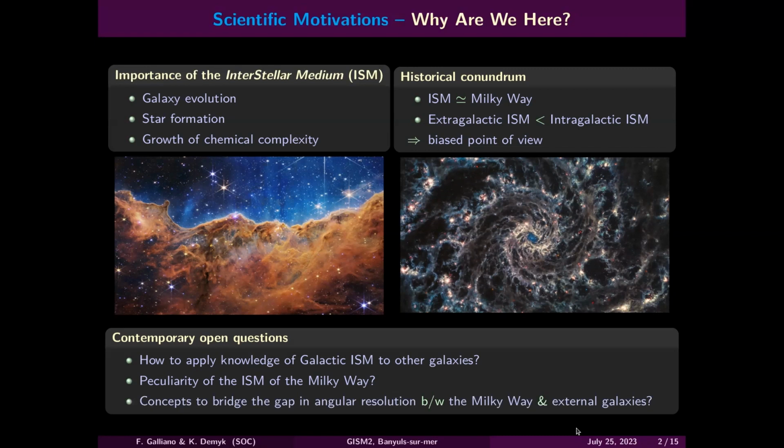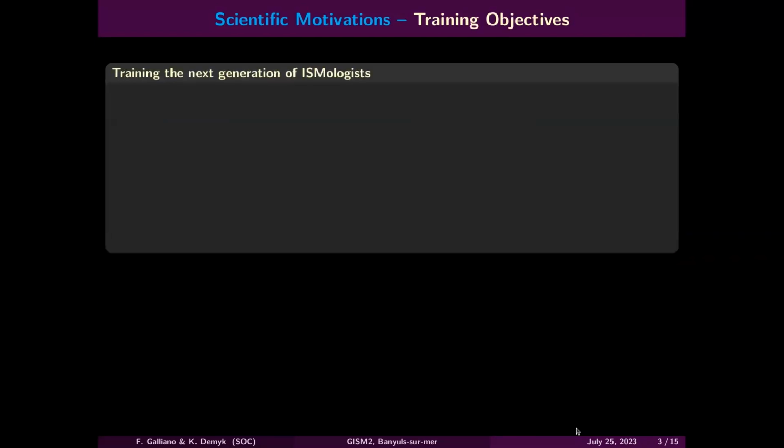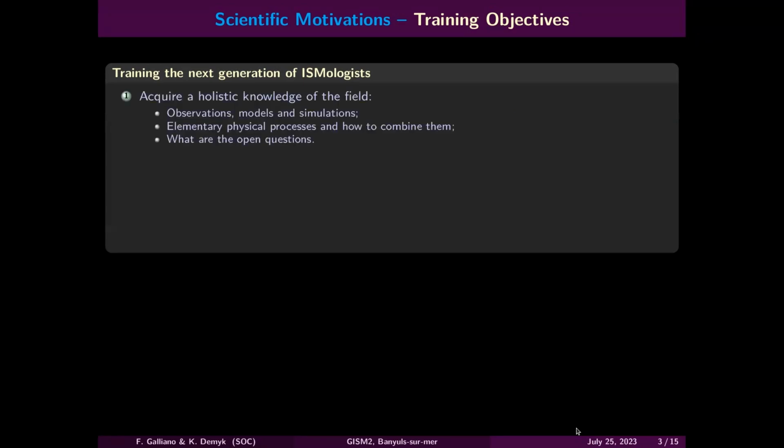And trying to develop some concepts to bridge the gap between the Milky Way and other galaxies in angular resolution and everything else. And so the objectives that we have in terms of training for this summer school: first, it's to really try to give you a general knowledge about the different aspects of this field. You see, we have some lectures that are focused on observations, on modeling, on simulations, looking at the elementary physical processes and how to combine them together. And also looking at what the open questions are, which means what the next really hot topics in the field are. Also, acquire some technical skills. That will be done essentially with the hands-on sessions.